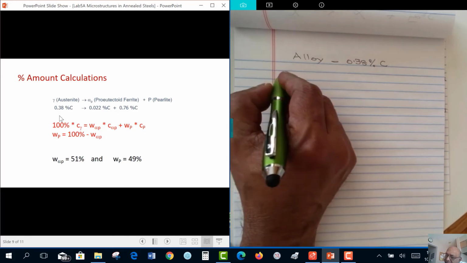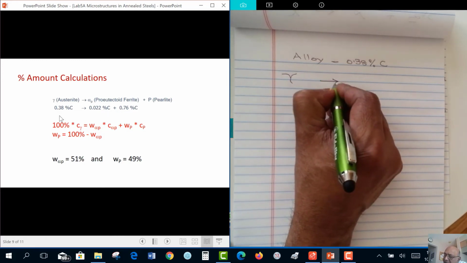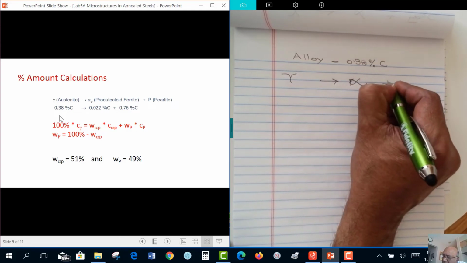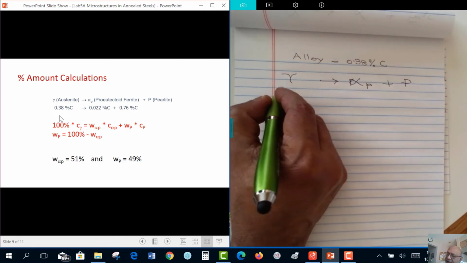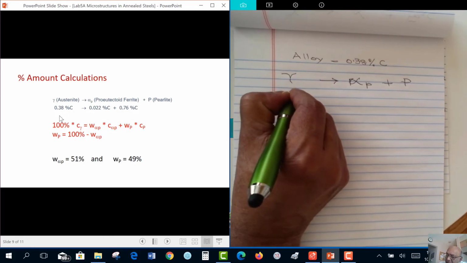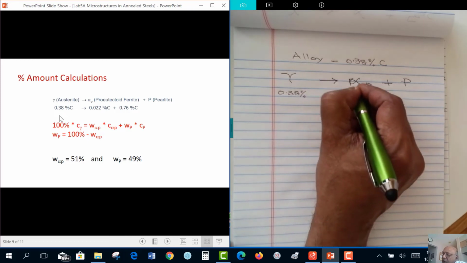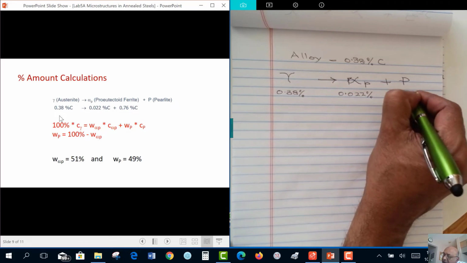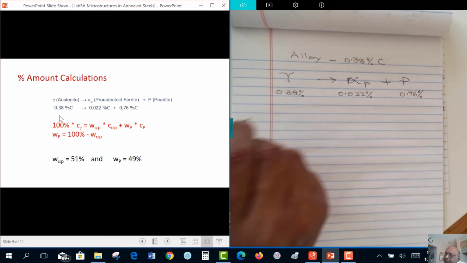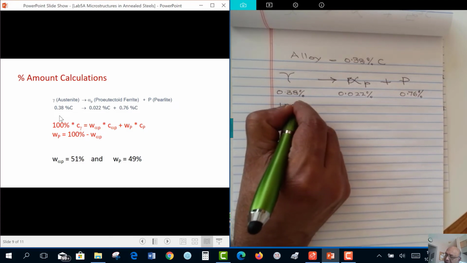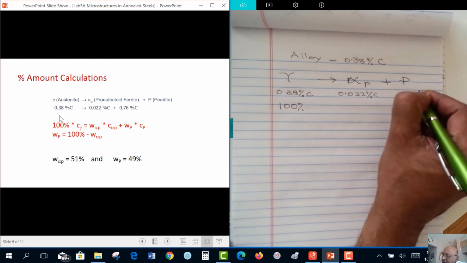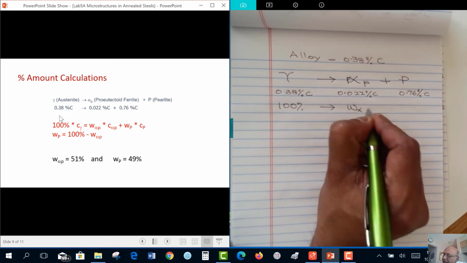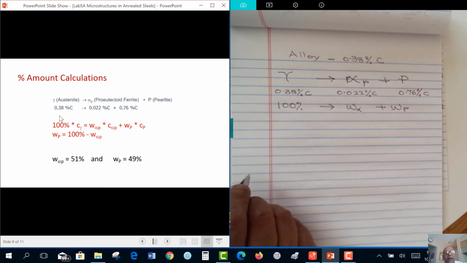So now what we have is gamma that has split into pro-eutectoid ferrite and pearlite. So this alloy we started with is 0.38% carbon. We know alpha just below is 0.022%, and we know this is 0.76% carbon. So we started with 100%. This is the composition, remember. This is the amounts. We want to find out how much alpha and how much pearlite we will have.